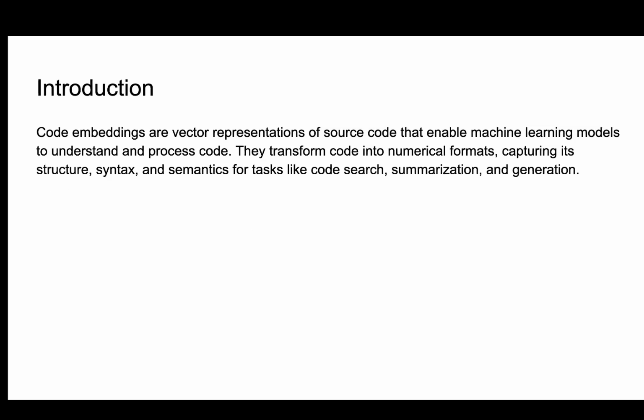Introduction. Code embeddings are vector representations of source code that enable machine learning models to understand and process code. They transform code into numerical formats, capturing its structure, syntax, and semantics for tasks like code search, summarization, and generation, with the possibility of creation as a task.